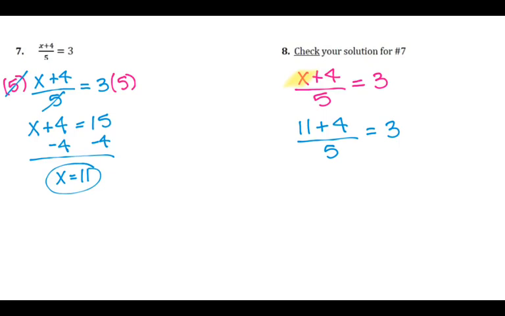Now I'm going to go ahead and simplify my left-hand side to see if it is going to give me a true statement in the end. So let's go ahead and continue to reduce. 11 plus 4 is 15. 15 divided by 5 is 3. And then I get 3 equals 3, which is a true statement. So that means my solution of x equals 11 is correct.